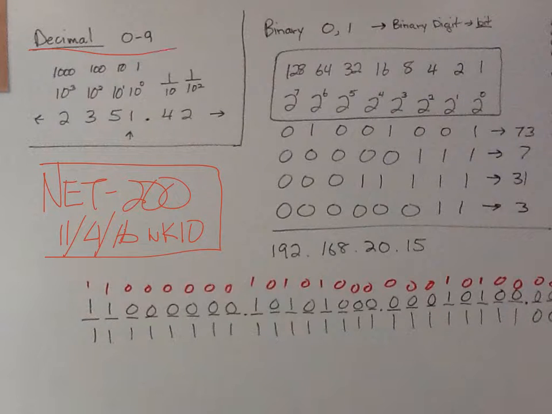We talked about decimal, base 10, 10 digits, and we talked about the placeholders. 10 to the 0 is 1, 10 to the 1 is 10, 10 to the second is 100, 10 to the third is 1,000. So we have two groups of 1,000, three groups of 100, five groups of 10, one group of 1.